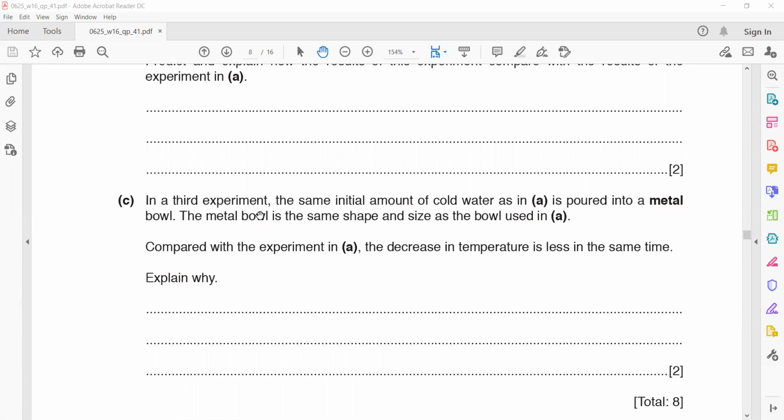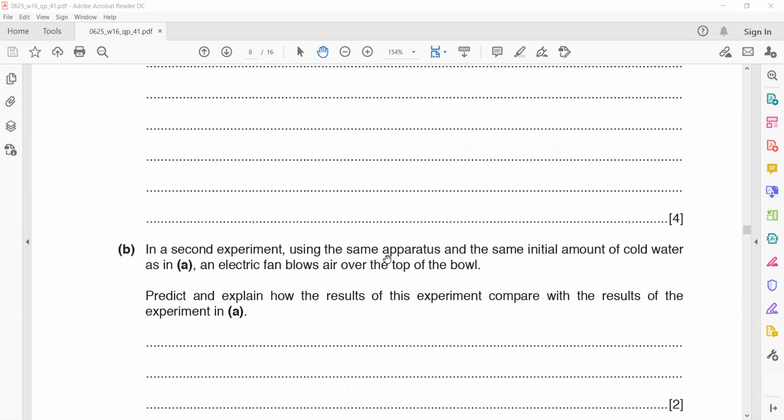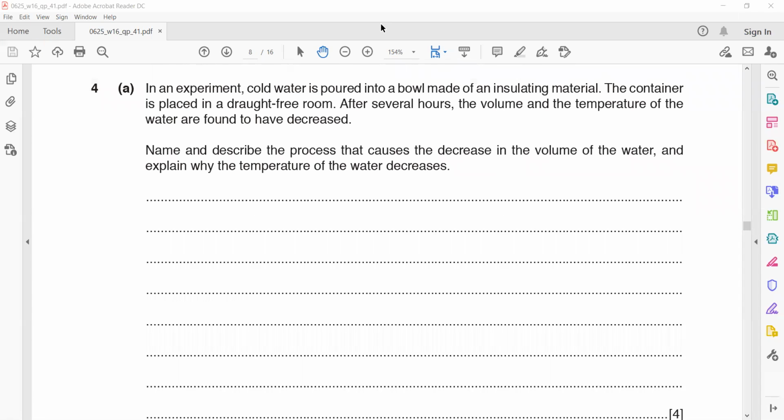In question 4, part C, in a third experiment, the same initial amount of cold water as in A was poured in a metal bowl. The metal bowl is the same shape and size used in A. Compared to experiment A, the decrease in temperature is less in the same time. So what is the reason for that? Because in the initial experiment, you had a bowl made up of insulating material.